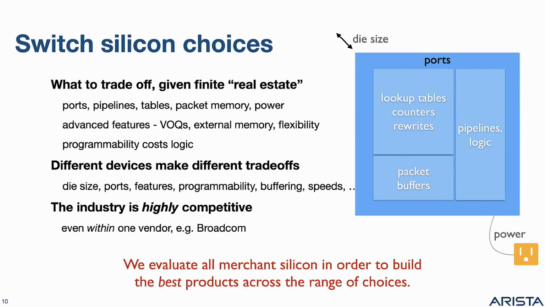And then I have two other levers that I can pull on, which is die size. I can make the chip bigger, but of course that adds cost. And then power factors in as well. More pipelines can go faster, but it requires more power. Different devices make different trade-offs in this multi-dimensional space.